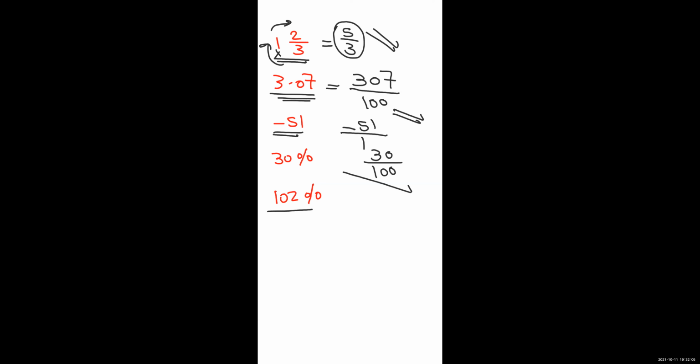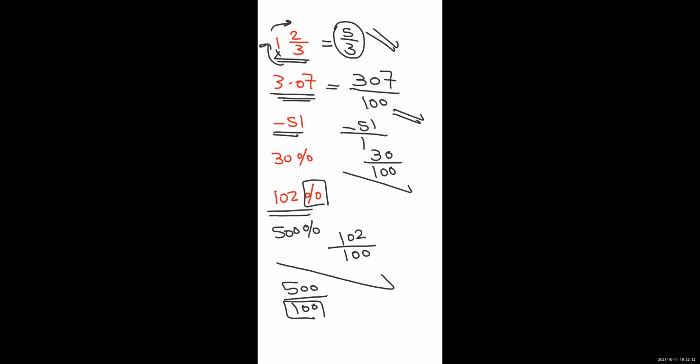Because 102% means 102 over 100. A percentage means whatever the number before the symbol, over 100. If it's 500%, it means 500 over 100.